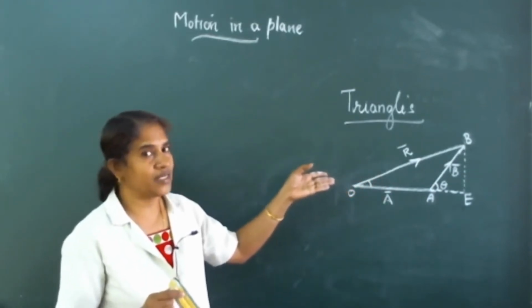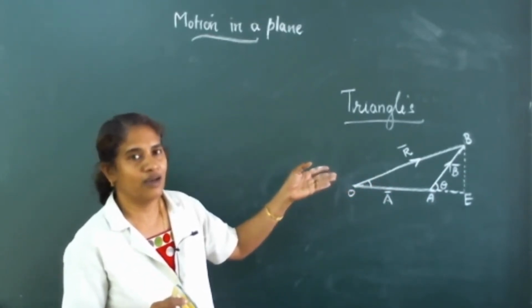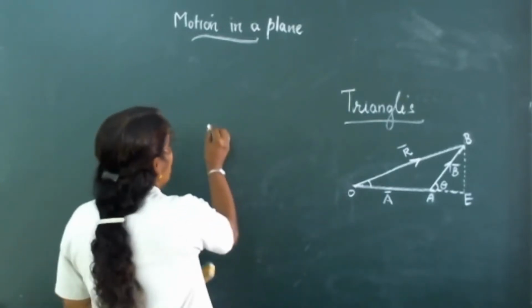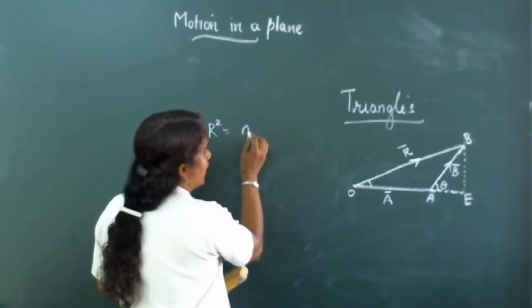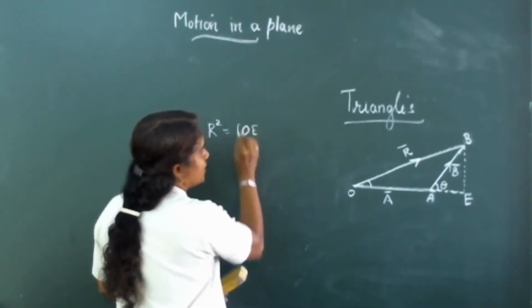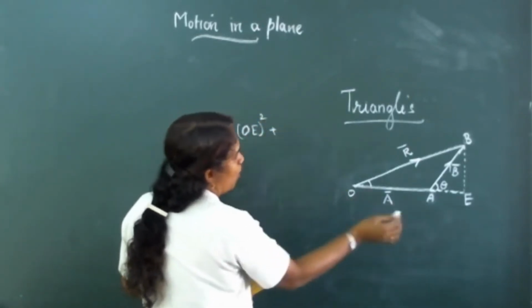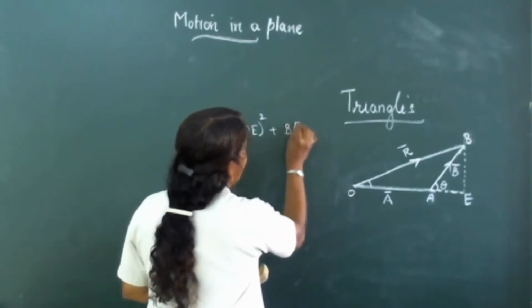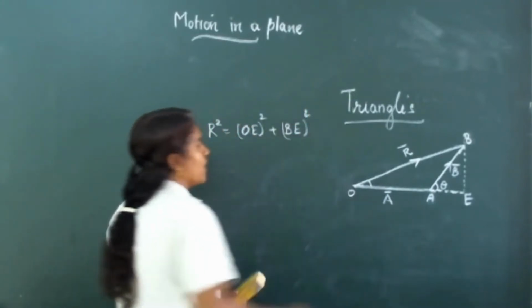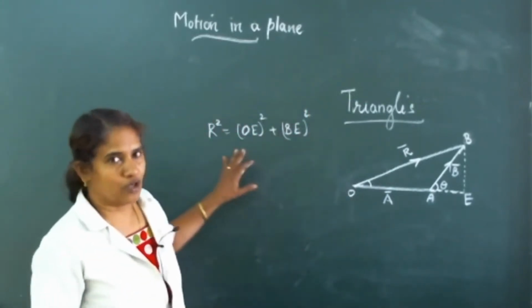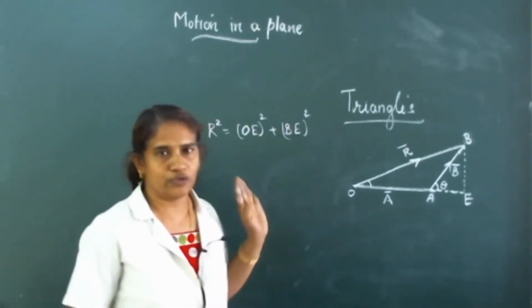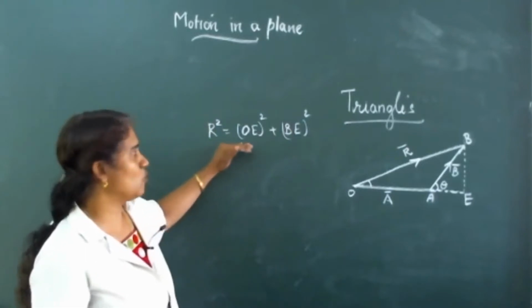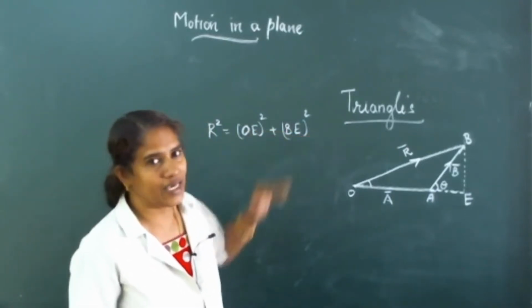Like R acting as the hypotenuse of the triangle. R square is equal to base square plus altitude square. Base means the length OE, altitude means the length BE. So according to Pythagoras theorem, hypotenuse square is equal to base square plus altitude square. We have to find out what OE is and what BE is.